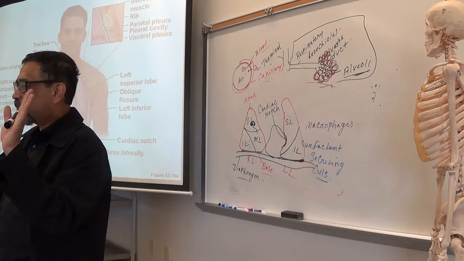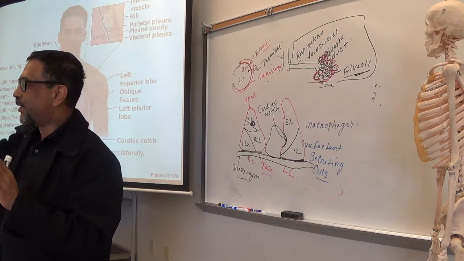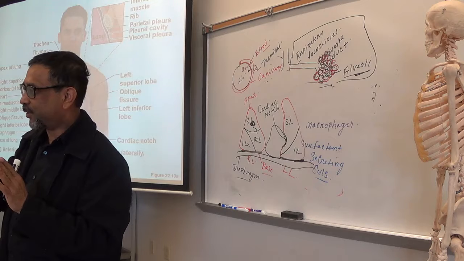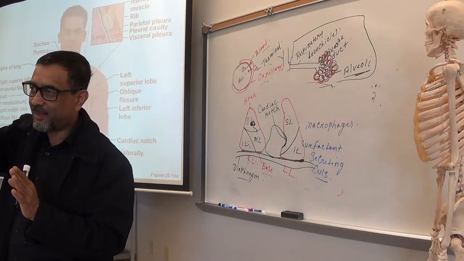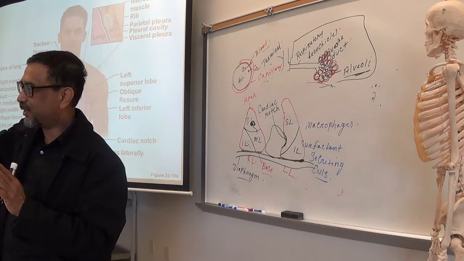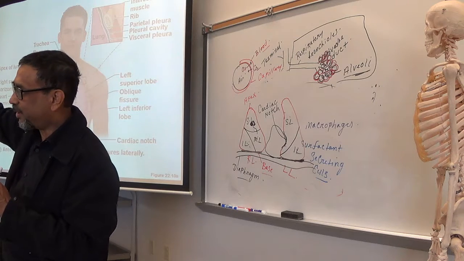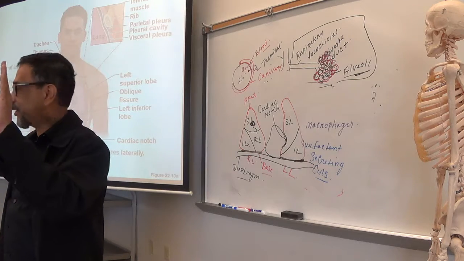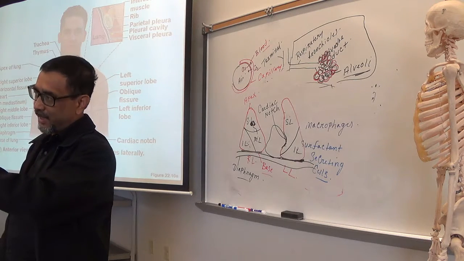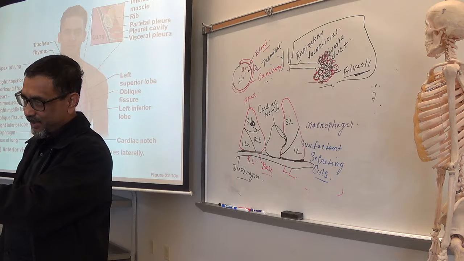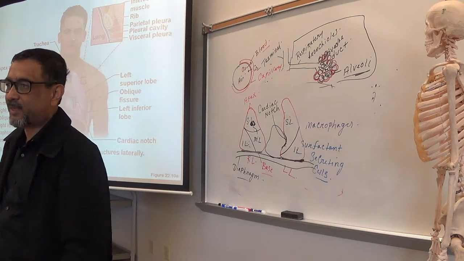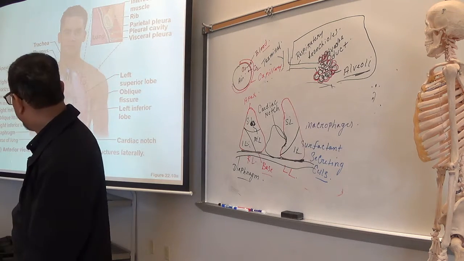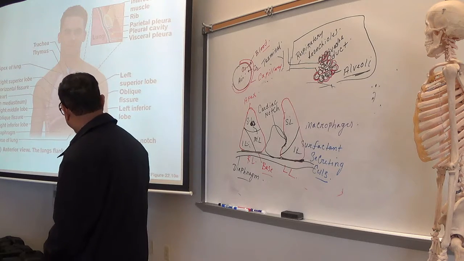Make sense? Number 2, right lung has how many fissures? 2. Horizontal and oblique. So how many lobes? 3 lobes. Left lung has only oblique fissure, 2 lobes. Is it clear? Right lung doesn't have cardiac notch. Left lung has cardiac notch. Make sense? So just write down those few physical differences between right and left lungs.